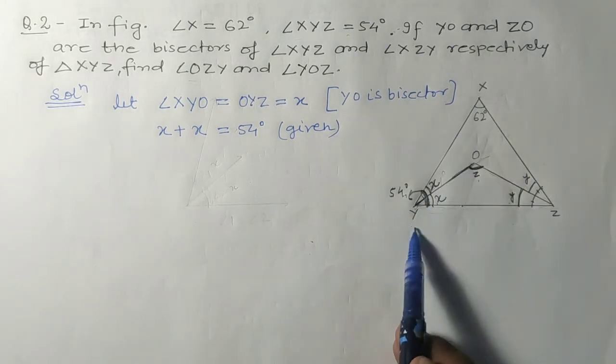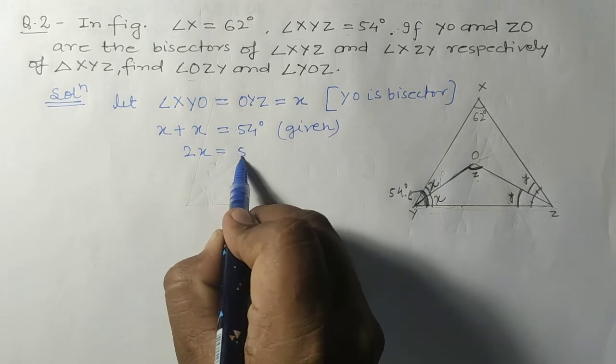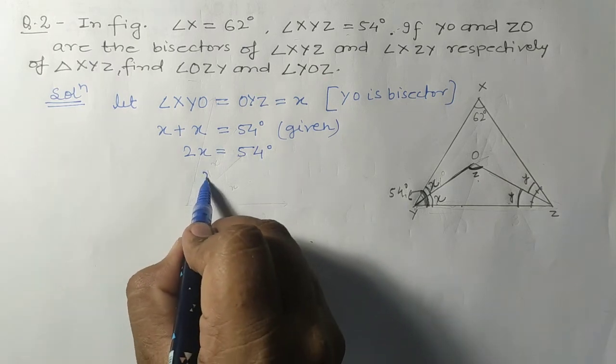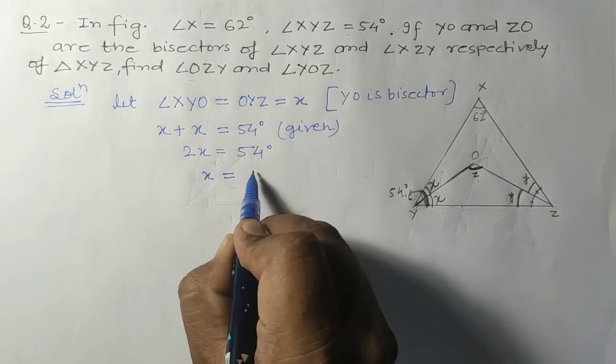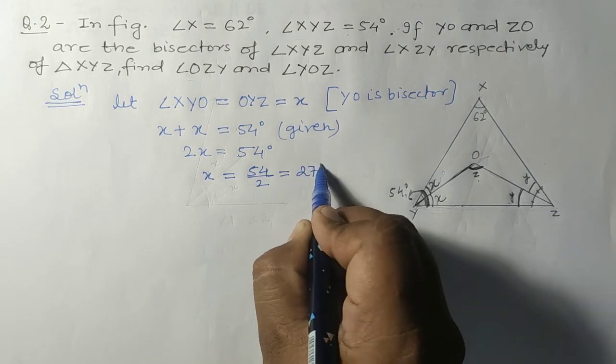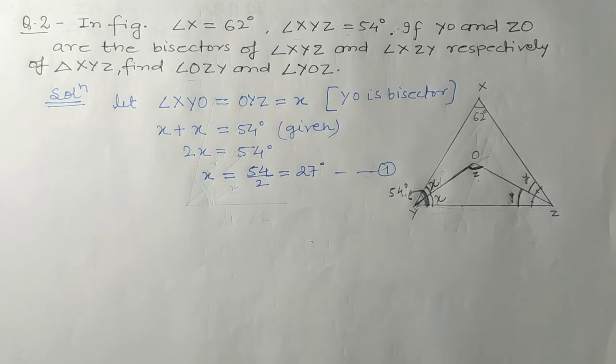Okay, angle XYZ is given 54 degrees. Now 2x is equal to 54 degrees. So if 2x is equal to 54 degrees, x will be equal to what? x will be equal to 54 upon 2, that is 27 degrees. Okay, so we have the value of x, that is 27 degrees.